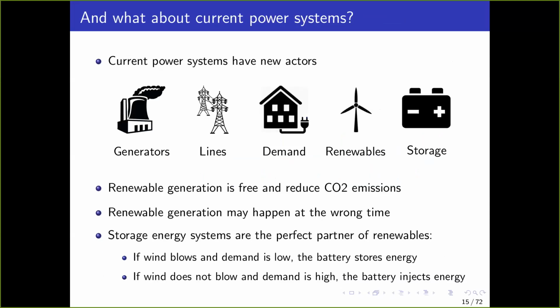What's the problem now? As I told you at the beginning, in power systems, we are having more and more renewables and storage. And then we were wondering if this representative days technique is also going to be valid for new power systems. Well, of course, we have renewable generation because it's free and reduces emissions. But the thing is that renewables can generate electricity at the wrong time. And then storage is like the perfect partner for them, because if the wind blows, for example, and demand is low, we can store energy in the battery. And if the wind doesn't blow and demand is high, then we can take the energy from the battery.